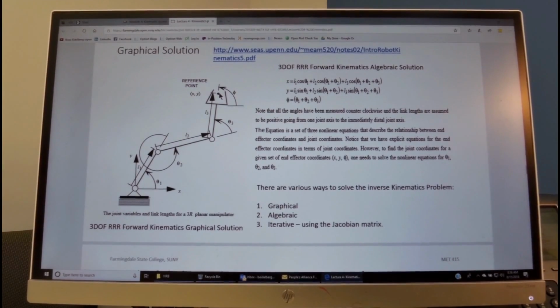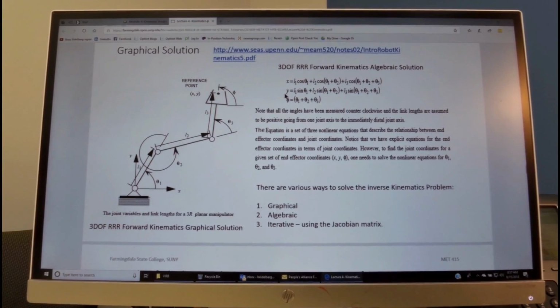To find out the position of the tool center point, we take L1 times cosine theta 1, plus L2 times cosine of theta 2 plus theta 1, which is the angle between this link and the horizontal, and then L3 times cosine of theta 1 plus theta 2 plus theta 3, which is the angle of this link with respect to the horizontal. We add all of them together, and we come up with the position of the tool center point in the x direction. X is equal to this expression.